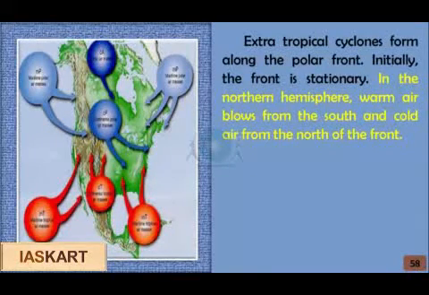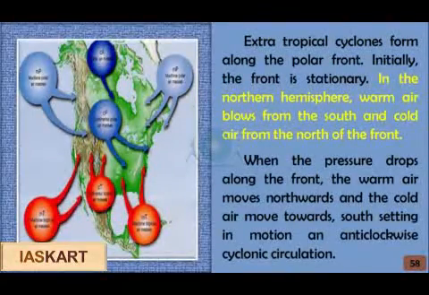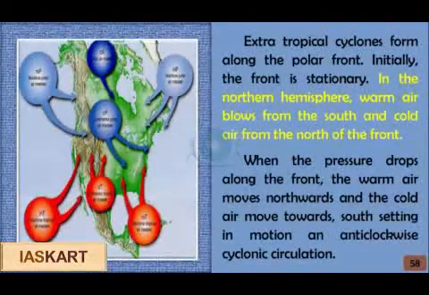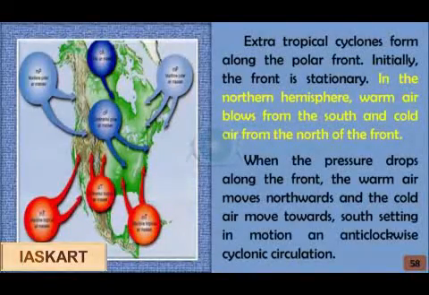Initially, the front is stationary. In the northern hemisphere, warm air blows from the south and cold air from the north of the front. When the pressure drops along the front, the warm air moves northwards and the cold air moves towards south, setting in motion an anti-clockwise cyclonic circulation.